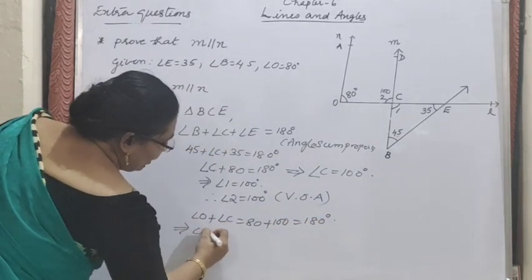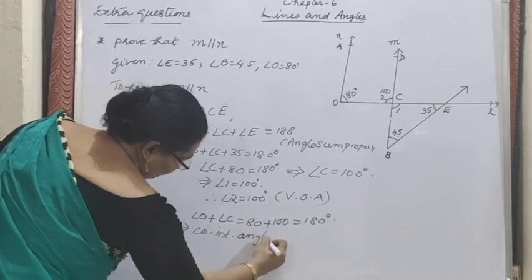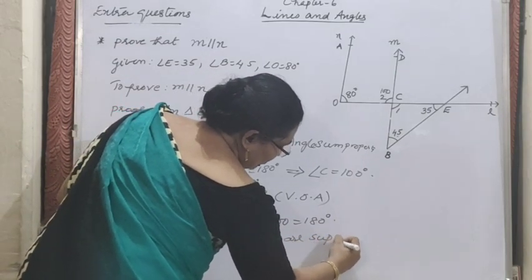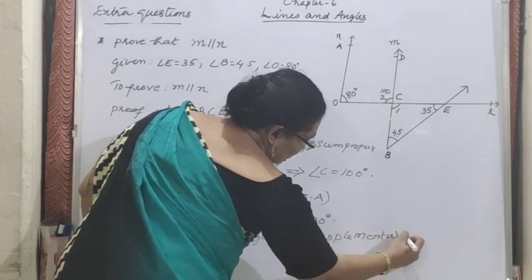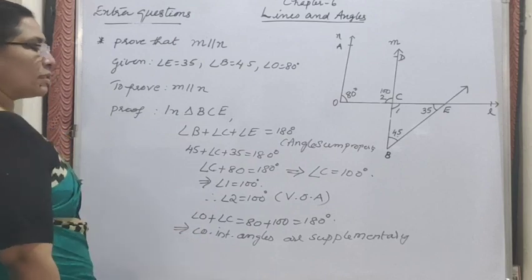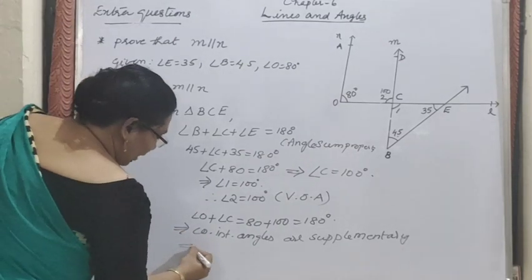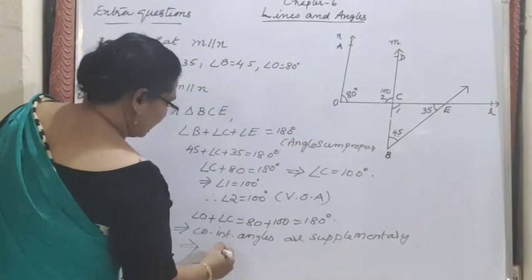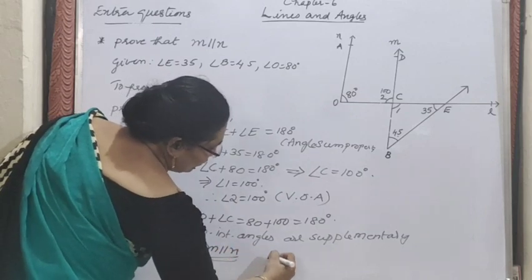Here co-interior angles are supplementary. So we have applied the third property of the parallel lines. So co-interior angles are supplementary. So what is the conclusion? The given lines are parallel. Which is the given lines? N and M. M parallel to N. Hence proved.